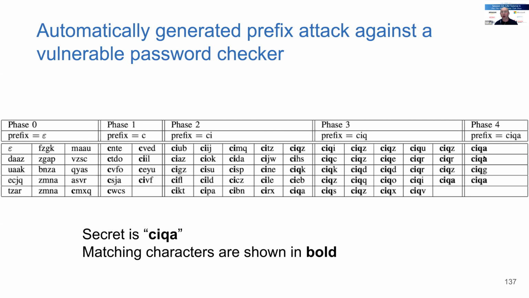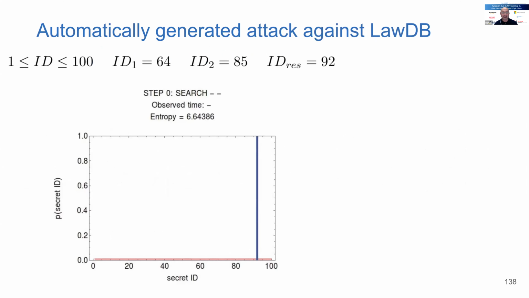I want to also show you the LawDB example for one more minute. This is a case of the LawDB example. It's now an automatically generated attack, not manual. What I'm showing here is the secret is 92. Initially, we don't know the secret, so this is our initial distribution for the secret. We have no information. This shows the attacker's information about the secret: no information, uniformly distributed between 1 and 100. And the secret is at 92, okay?